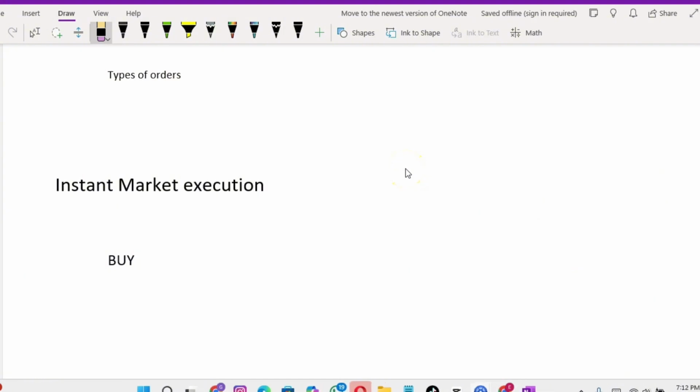The next thing I want us to look at is types of orders in the Forex market. And the very first type of order we are going to talk about is instant market execution, which includes the buy order and the sell order.